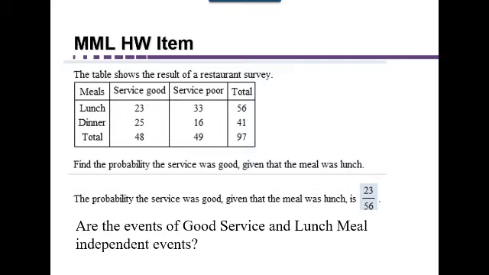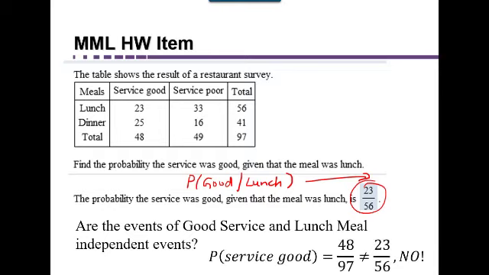Okay, so they will be independent if knowledge that the lunch meal occurred did not change the probability of service being good. So what we found was the probability of good service given that the meal was lunch was 23/56. So let's compare that to just the flat out probability that the service was good.